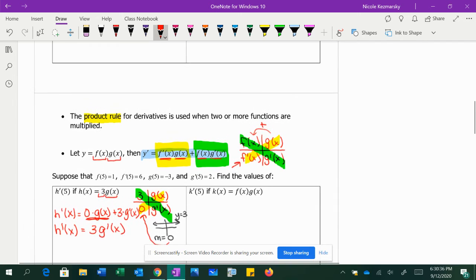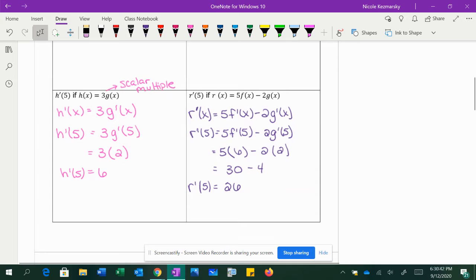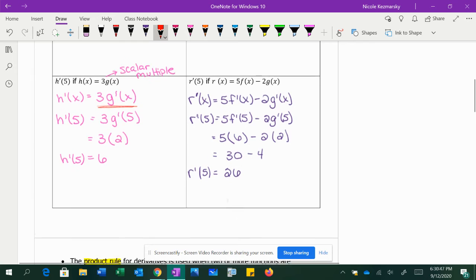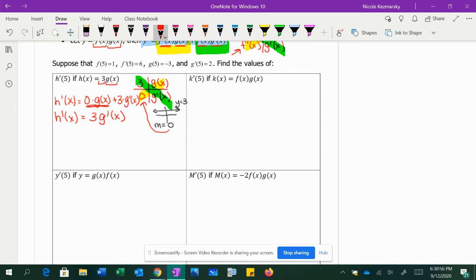And so if I scroll back up real quick to the example that we did that was similar to this, right here, we end up with the same thing. We end up with 3 times g prime of x as our derivative. And then to find h prime of 5, I'm going to say h prime of 5 equals 3 times g prime of 5. G prime of 5, according to the information that we're given, is 2. And 3 times 2 is 6, just like we got up on the page before.